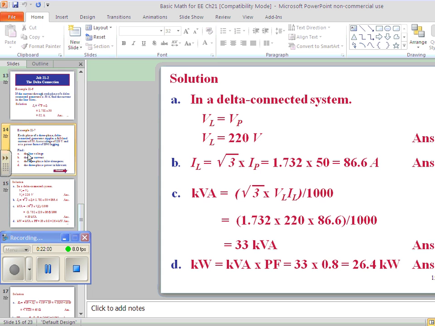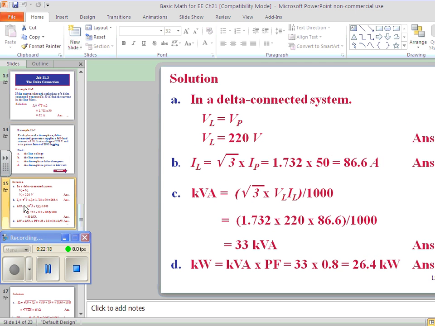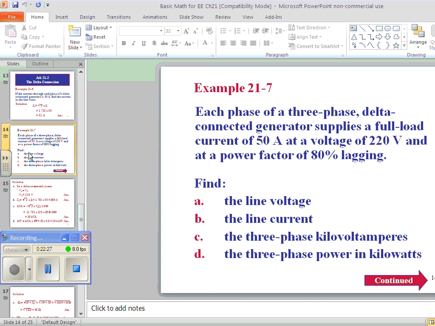And if we want to find the line current, it's given us a phase current, is that correct? A full load current of 50 amps. I think that is the line current. That should be the line current. No, it's saying it's a phase. Oh, each phase, I'm sorry, each phase of a three-phase delta connected has 50 amps. So that's a phase current. So if the phase current is 50 amps, we multiply that times 1.7321 to find the line current.